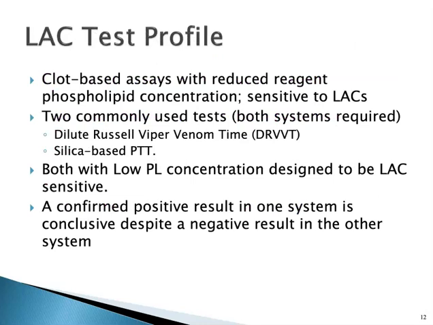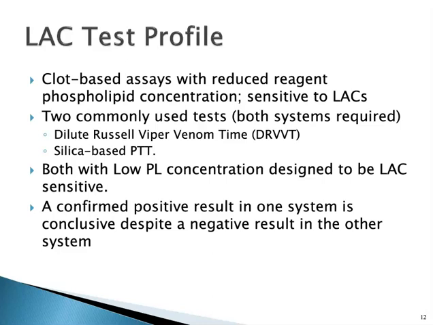So in the laboratory, as I mentioned, some antiphospholipid antibodies can be detected via immunoassays by ELISA, and others, like a lupus anticoagulant, can be identified by using clot-based assays. So what we typically have is a lupus anticoagulant test profile that involves clot-based assays. Basically, we are looking for a clot, and we are timing how long it takes to clot. In these instances, we use a reagent that has reduced phospholipid concentration, which would deem this reagent sensitive to lupus anticoagulants.